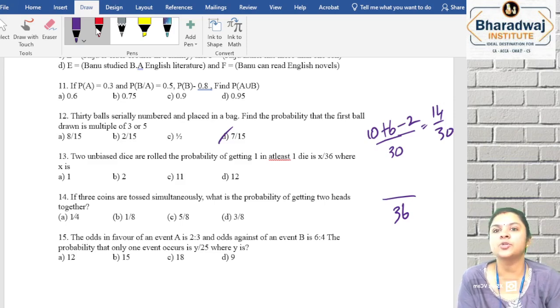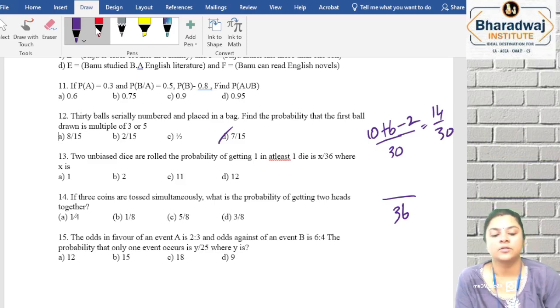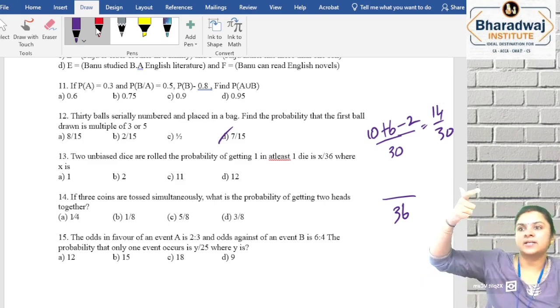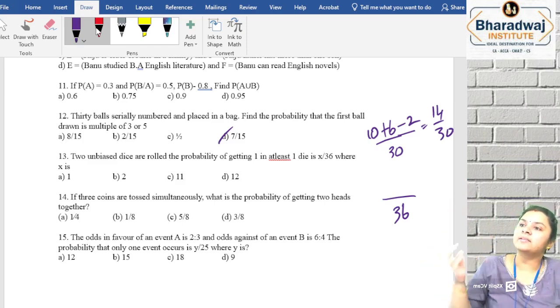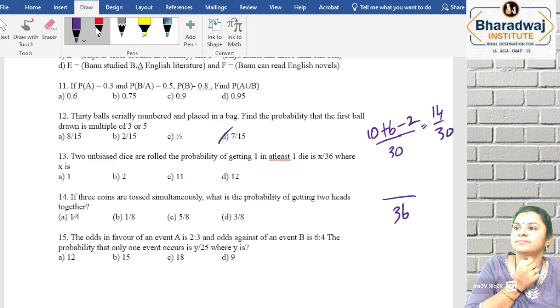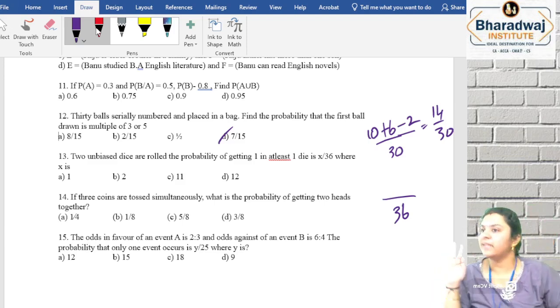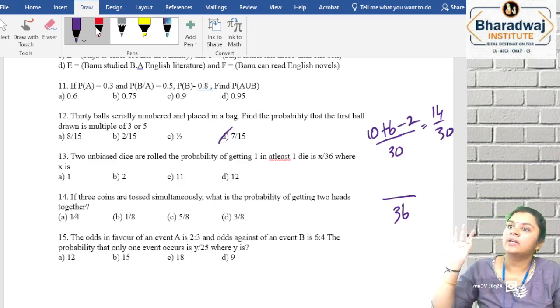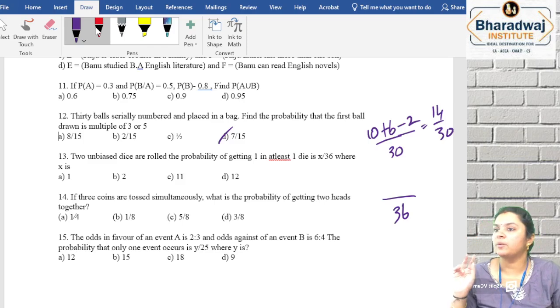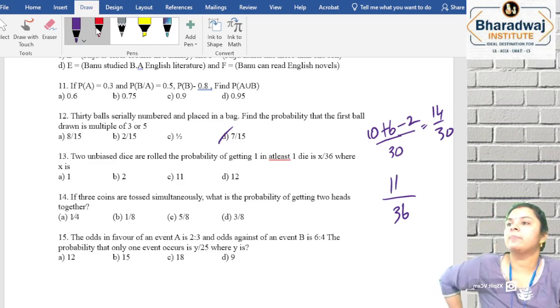2 dice are rolled means 6 square, 36. Getting at least 1 in one die. So your combinations can be 1-6, 6-1, 1-5, 5-1, 1-4, 4-1, 1-3, 3-1, 1-2, 2-1, which is how many? Total 10 possibilities. Apart from that, 1,1 is one possibility, both the numbers being 1. So totally how many possibilities? 11. 11 by 36.